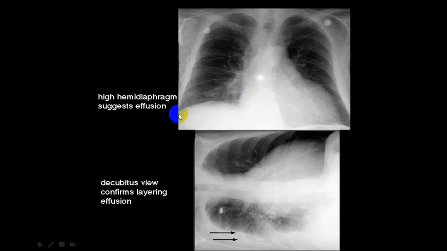And if in this case the diaphragm is elevated, I cannot find out the cause of this elevated diaphragm. I'll take the decubitus view. So this is on the right side, so I'll take a right lateral view in decubitus position. So that fluid, if it is there, will separate out, and I'll see that fluid has come out here, which was not seen in this particular picture. So this is subdiaphragmatic effusion.